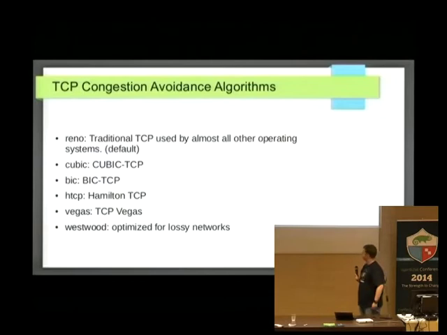We have 6 algorithms. The default algorithm in all Linux and Unix and all computers and the Windows operating system too is Reno, traditional TCP used by almost all operating systems. Then we have CUBIC TCP, BIC TCP, HTCP, Hamilton TCP, which is the best solution if you have a 10 gig or faster NIC. Vegas, TCP Vegas, and Westwood, which is optimized for lossy networks. So if you are using 10 gig switches, use Hamilton TCP.